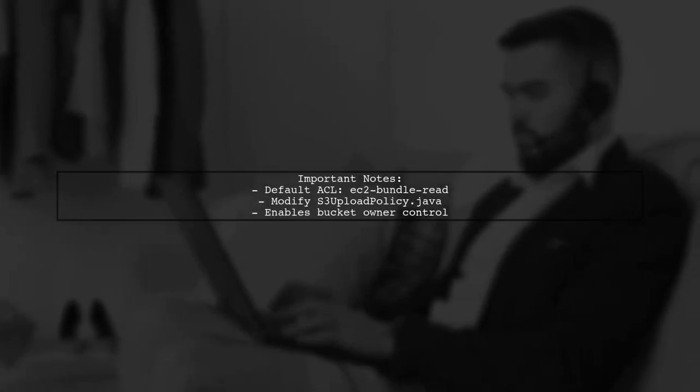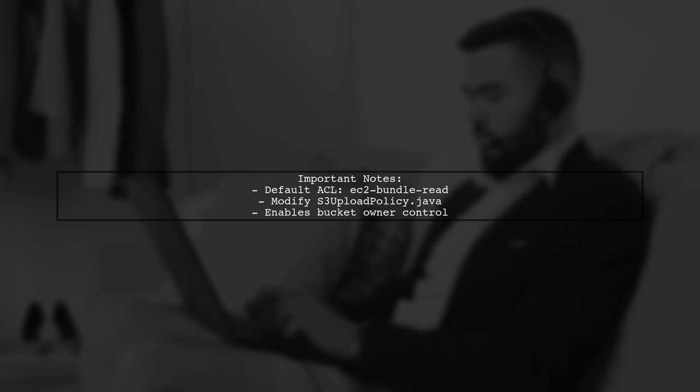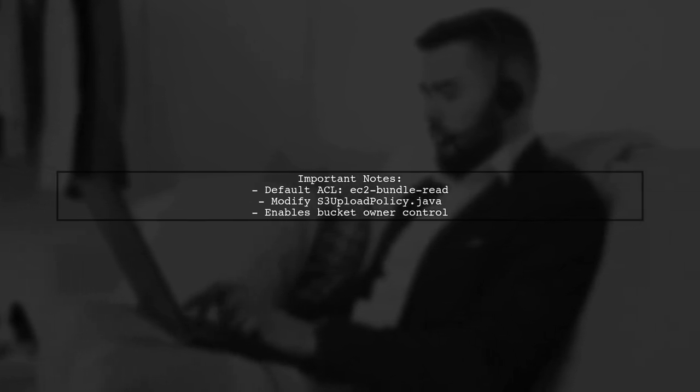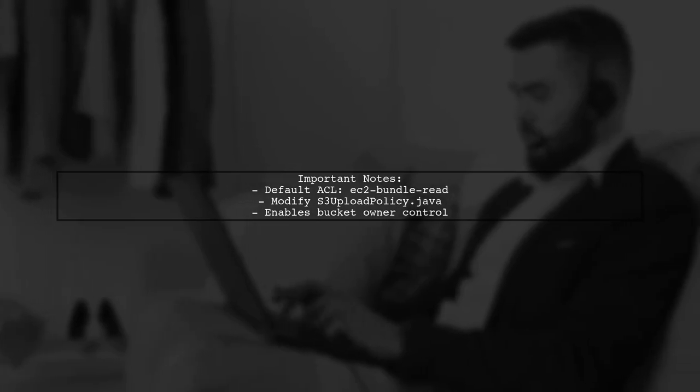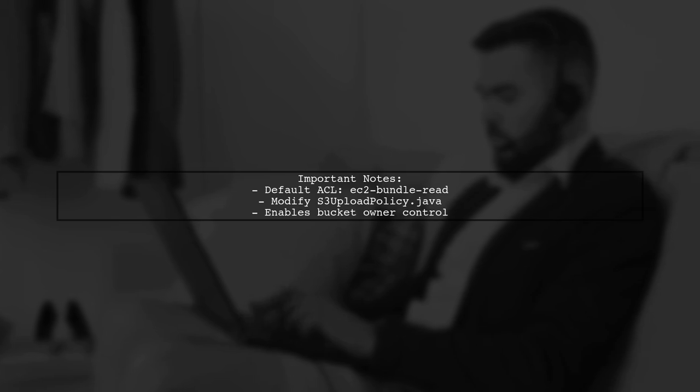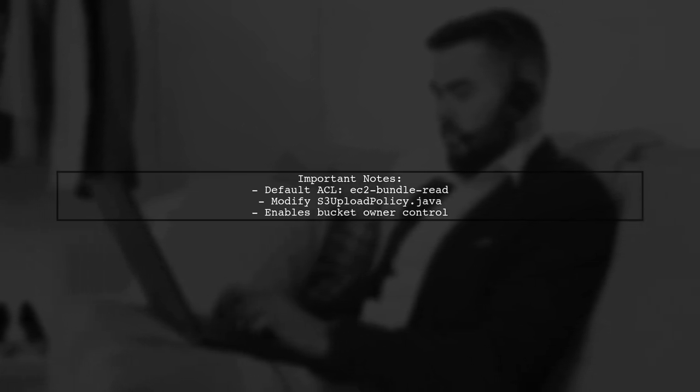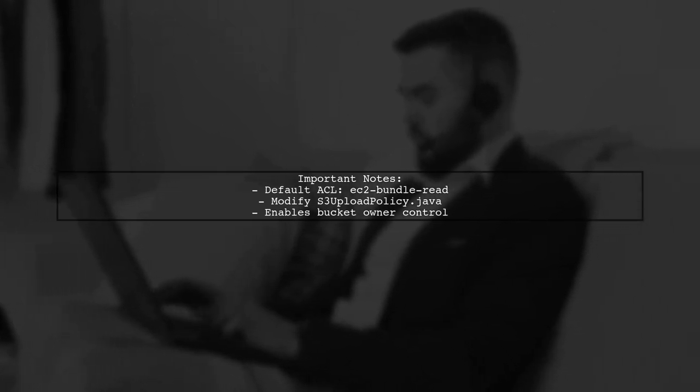It's important to note that the default ACL is EC2 bundle read, which is hard-coded in the AWS SDK. Modifying the S3 upload policy.java file allows for the use of the desired ACL. After making these changes, I verified that I can manage uploaded objects via the AWS CLI successfully.